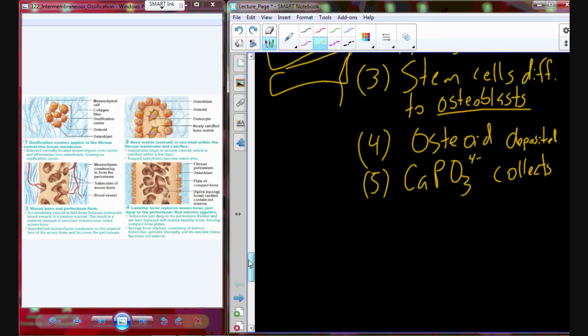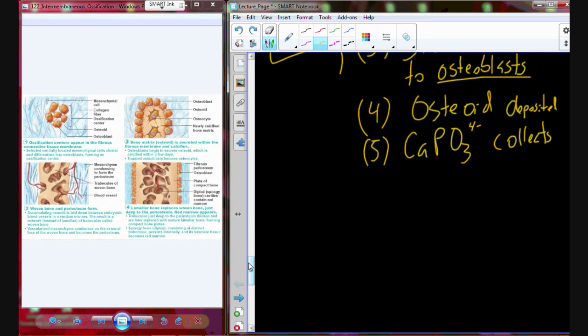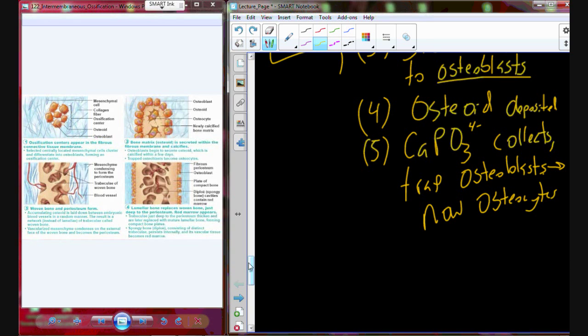So those osteoblasts come in, lay down osteoid. This allows calcium phosphate to begin to collect. The bone tissue begins to harden, and some of those osteoblasts are going to be trapped. So when we trap those osteoblasts, they now further differentiate into osteocytes. Okay, and that's what you can see happening here.